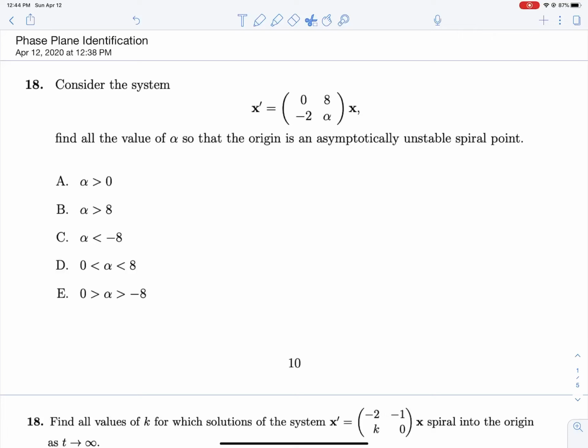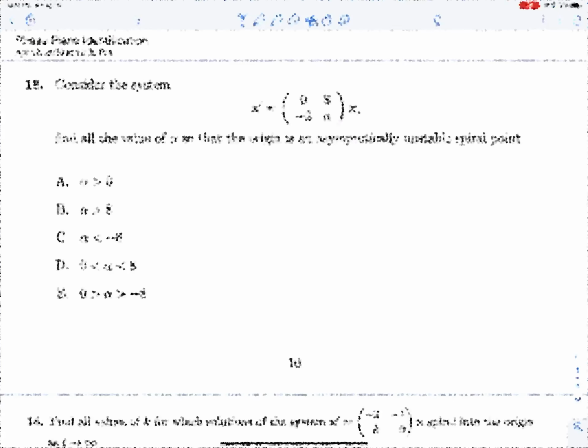Consider the system x prime equals Ax. Find all the values of alpha such that the origin is an asymptotically unstable spiral point. So we know that the characteristics of our phase plane are completely determined by our eigenvalues. So if our eigenvalues are positive and real, we are going to get a source node where any path will be forced away from the origin as time goes on.